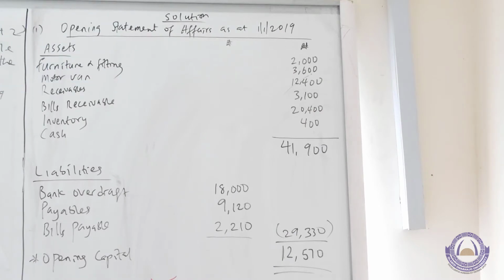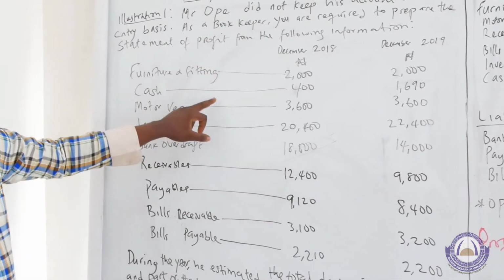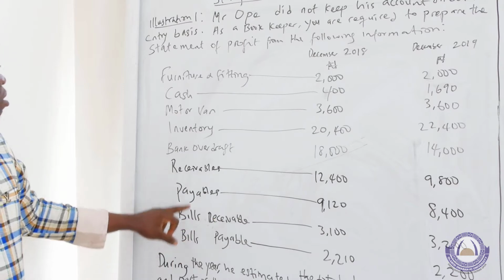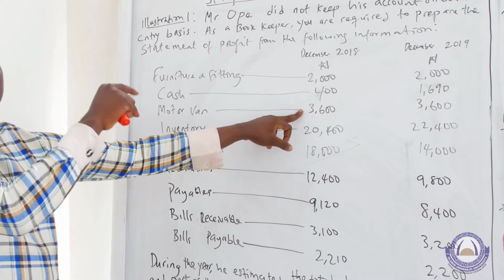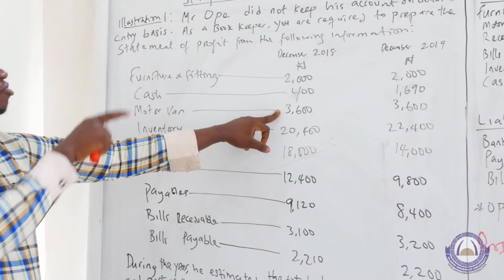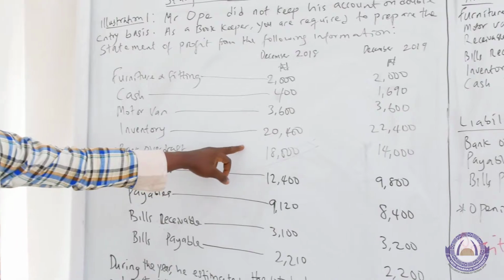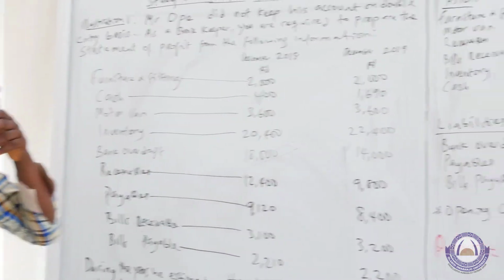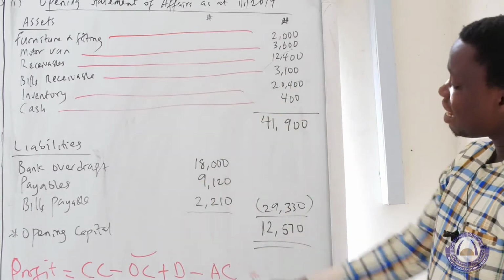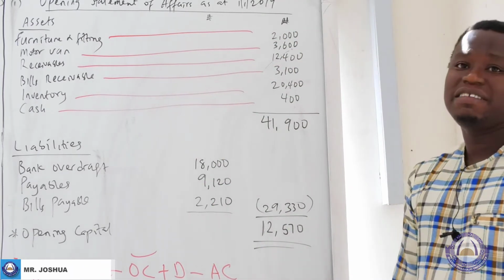So at the beginning of the year, you can see furniture and fitting cost 2,000 naira. We have motor van at 3,600 naira. We have inventory at the beginning of the year to be 20,400 naira.